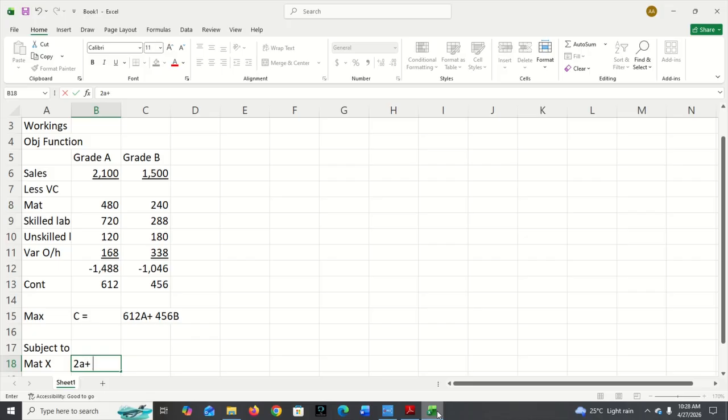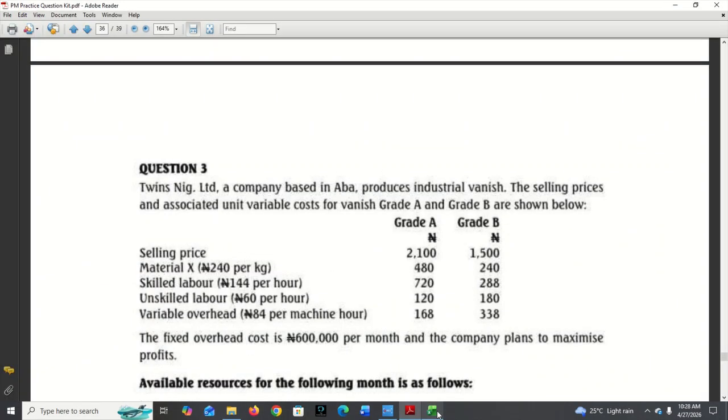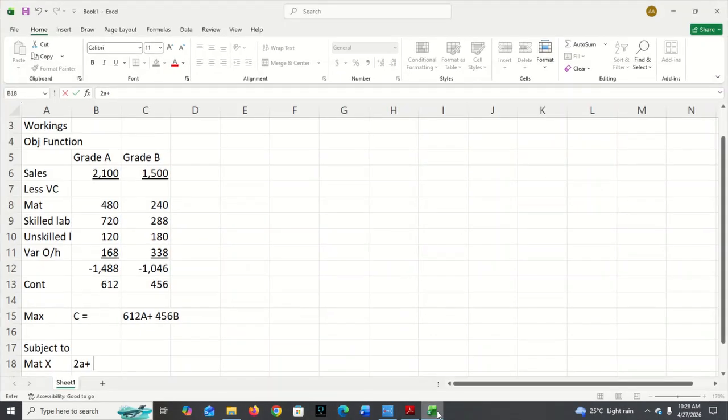plus, then what's for B? B is 240. 240 divided by 240 will give us 1, plus 1 of B. Okay. So that's our first one for material.